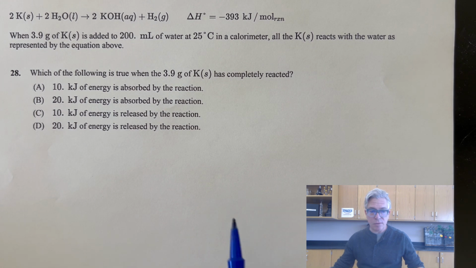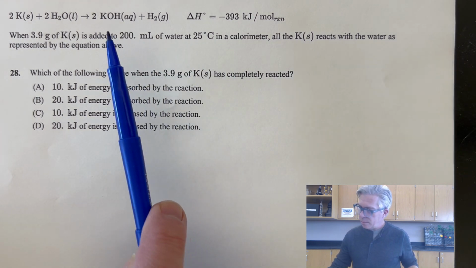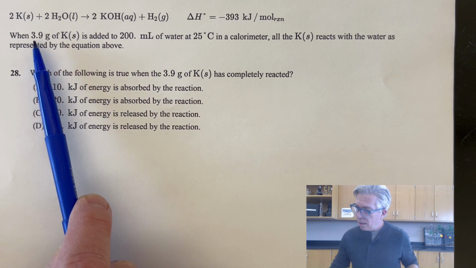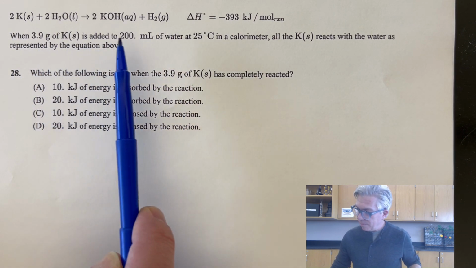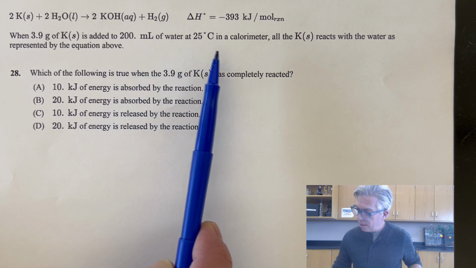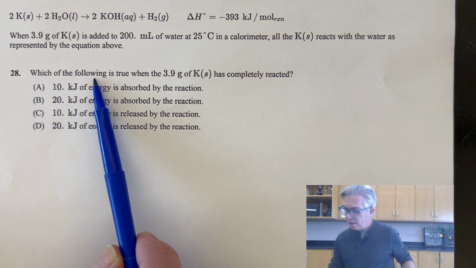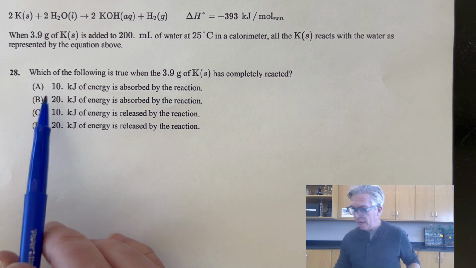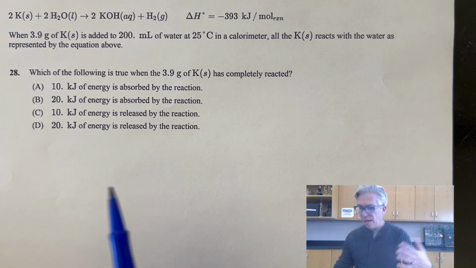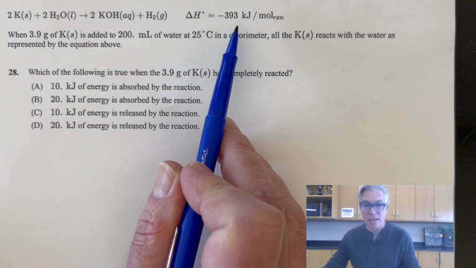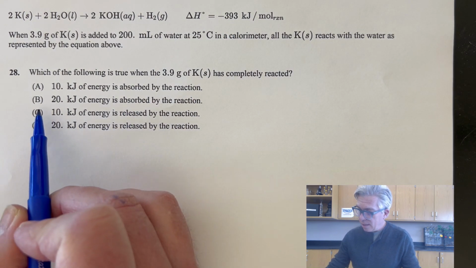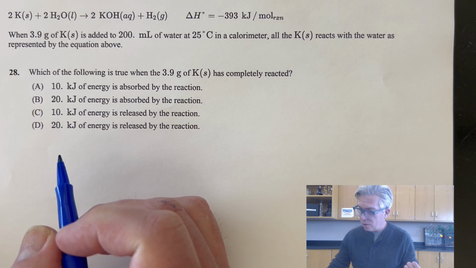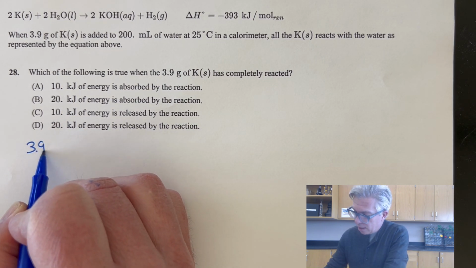Another one, pause the video and read it if you would like. Delta H for this reaction is negative 393. The reaction's shown there. When 3.9 grams of potassium is added to 200 milliliters of water, all the K reacts with the water. Which of the following is true when the 3.9 grams of K has completely reacted? So they're giving us how much energy. Okay, first of all, it's exothermic. So that means energy is released. So I'm looking down here at C or D. Is it 10 kilojoules or 20 kilojoules? Maybe a quick calculation will help.